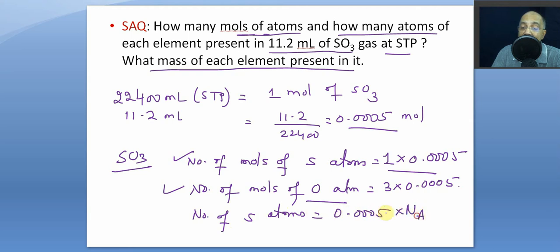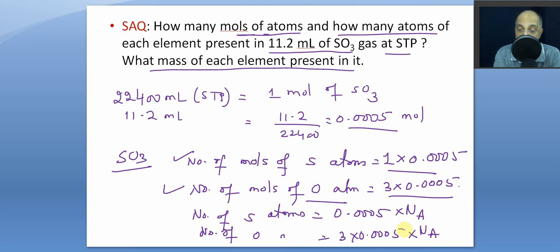You do it at your home, at your leisure. And the number of oxygen atoms is equal to this. You calculate into Na. Once you multiply Avogadro's constant with the mole number, that will give you the number of atoms or number of molecules. Here it is atoms, right? So we have got 4 answers.